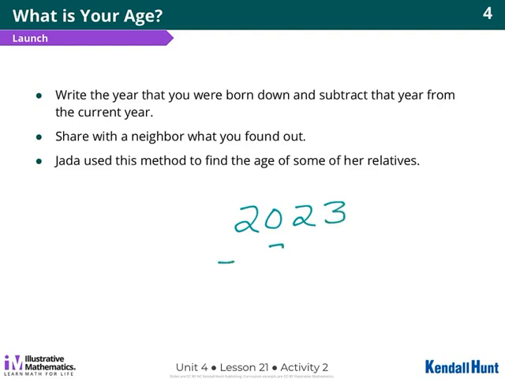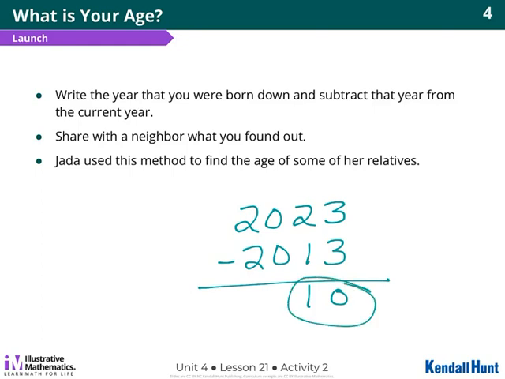Okay, the year it is right now is 2023, right? Kara over there was born in 2013. Everybody, what's 3 minus 3? 0. 2 minus 1? 1. 0 minus 0? 0. 2 minus 2? Okay. 10 years.